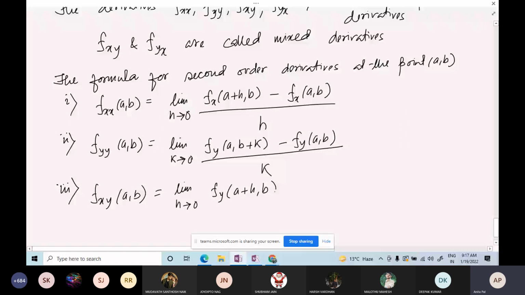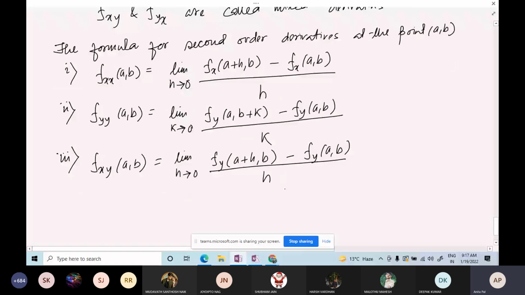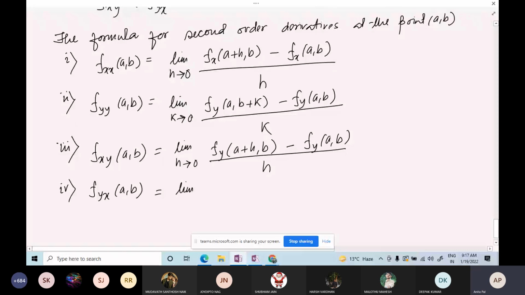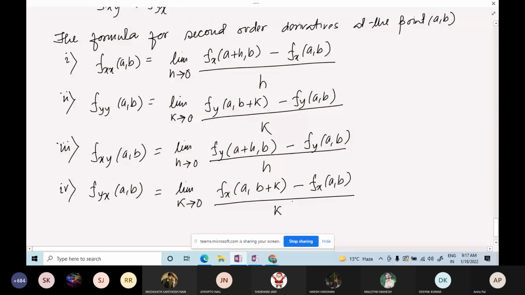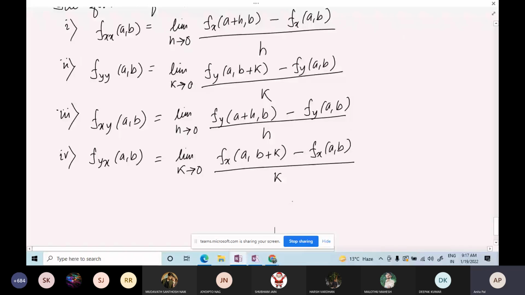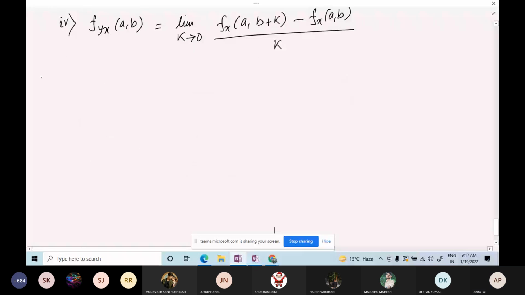And for fyx(a, b), it will be del del y of del f del x. So del del y means here it will be limit k tends to 0, fx(a, b plus k) minus fx(a, b) divided by k. So this is the formula of finding the second order derivatives at the point (a, b). I hope you understood how these formulas are written. Now we'll consider one example and see how to find these partial derivatives.